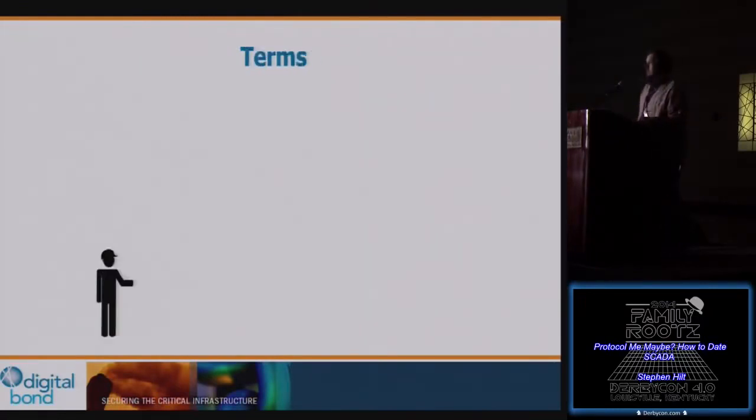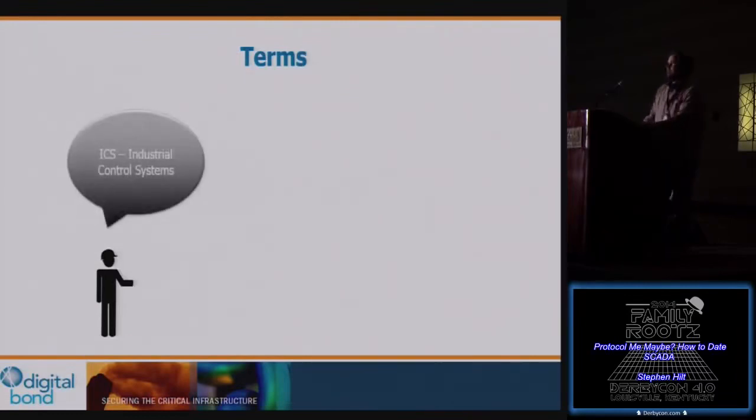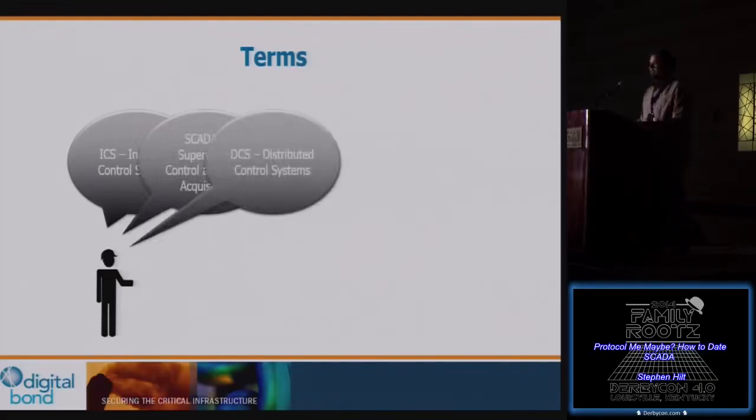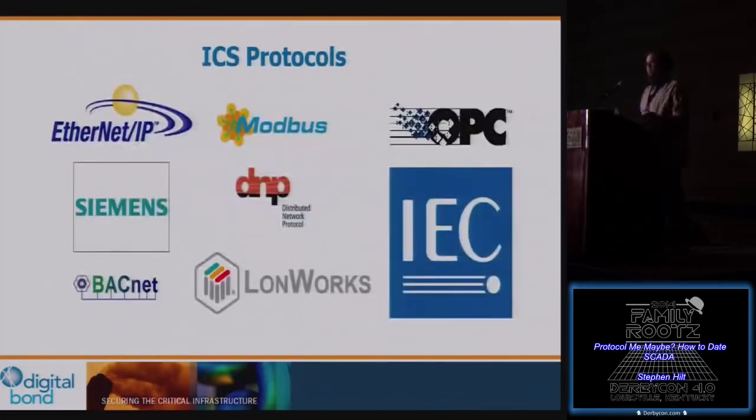We're going to cover a couple terms in case nobody in here is familiar with these terms, such as ICS, Industrial Control System. SCADA, Supervisory Control and Data Acquisition, and the DCS is a Distributed Control System. A lot of people interchange those and they're wrong, sometimes I am as well, so call me out on it, please. We're going to talk about a couple ICS protocols today.